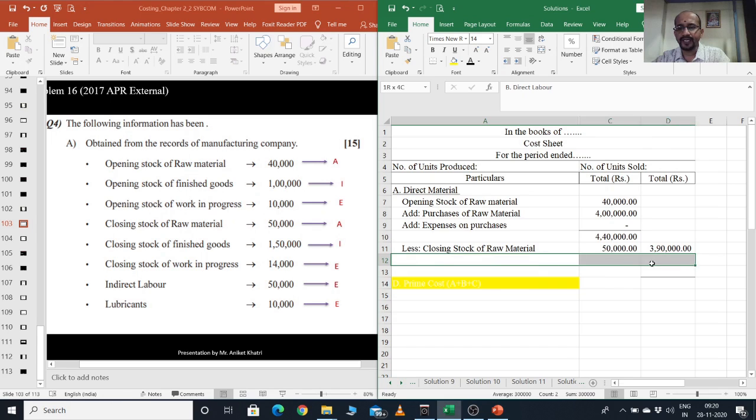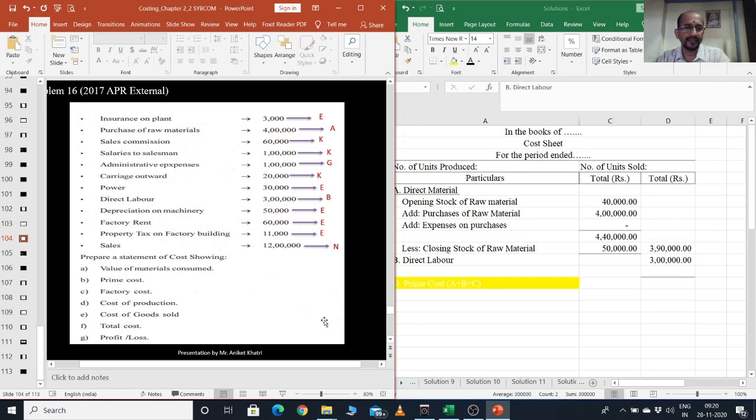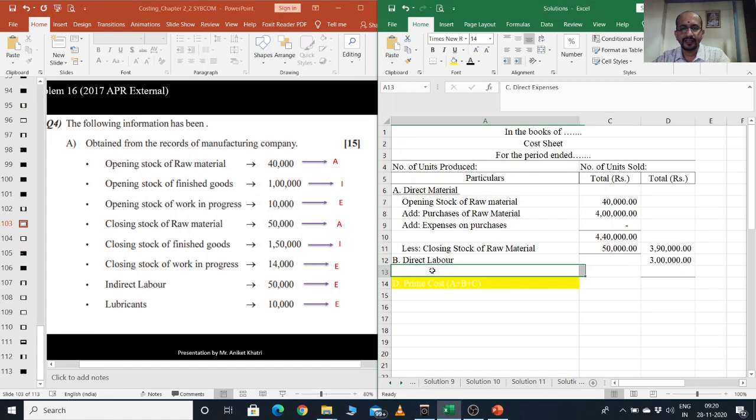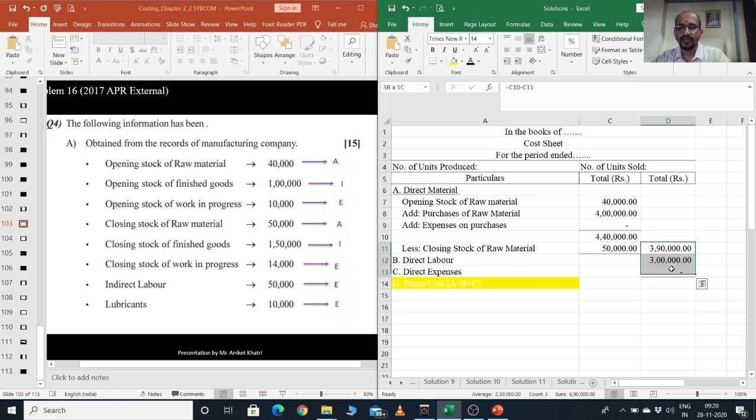Next item is B, that is direct labor. Okay, so it is 3 lakhs. The format is there, you need to find out where it is. Here it is mentioned direct labor 3 lakhs, you need to find it. Okay, next item is C, direct expenses. Direct expenses are not mentioned, so we will write it but keep it blank. Do the total of this, it is 6,90,000. This is your prime cost.